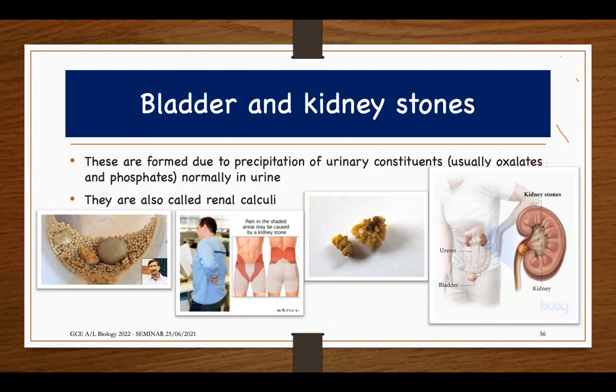Okay, so we can get kidney and bladder stones because of things like oxalates and phosphates that are in the urine. These kidney stones are also called renal calculi, and when you have kidney stones, it will be very painful. Somewhere around the kidney area, it will feel very painful. That is how you know that you have something wrong with your kidney.